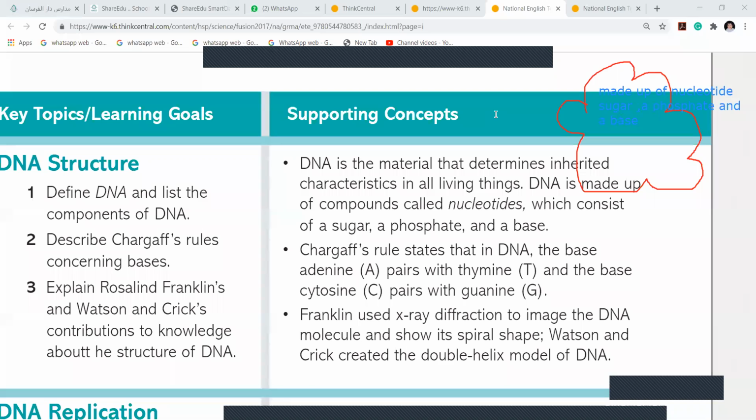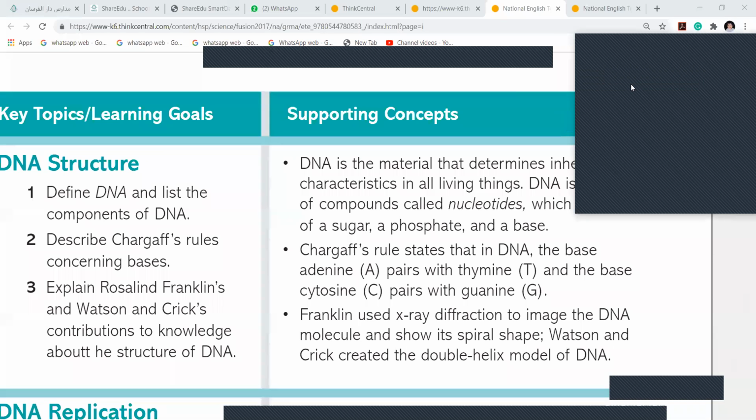I'm not going to repeat again, but I'm going to ask you at the end of the lesson. Before leaving today's class, you have to tell me, what is DNA? It's made of nucleotides. And what do they consist of? They consist of sugar, phosphate, and base. So it's a nucleotide. What does it contain? Sugar, phosphate, and base.